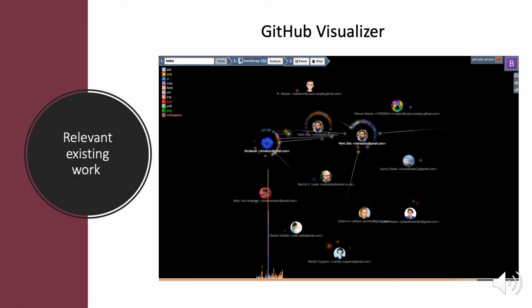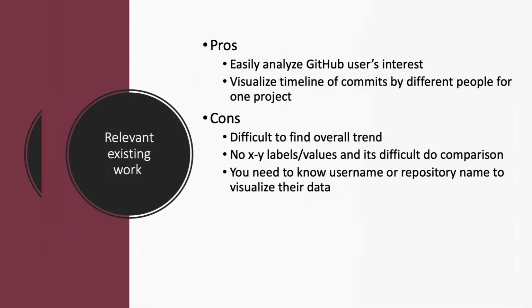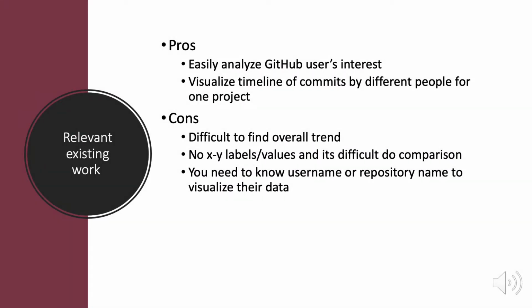There are some existing applications like GitHub Visualizer, which shows visualization of commits in the repository by different users or commits by a user in different repositories. It shows different files under the project and commit activity timelines. It also shows who made the most commits over time. Here are some of the pros and cons of this approach. Basically, you can just focus on a single user or repository if you know the name, but you cannot find the overall trend from this visualization.